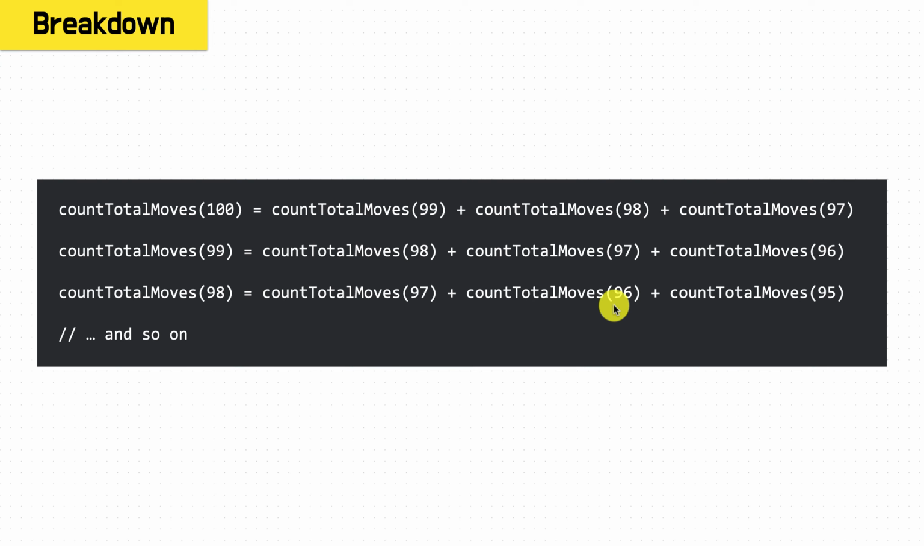So not only do we have subproblems, we have overlapping subproblems, and this means we can use dynamic programming with memoization to optimize the solution. By doing this, anytime we see the same subproblem, or this count total moves function being called with the same value, this means we can use the memoized version and return immediately.